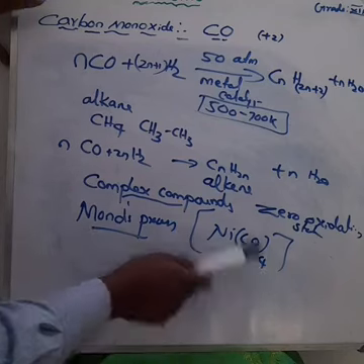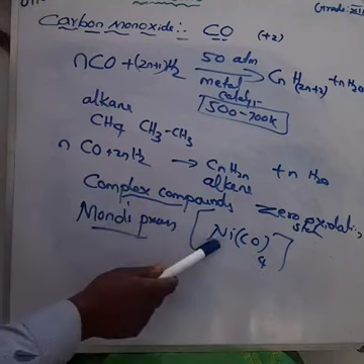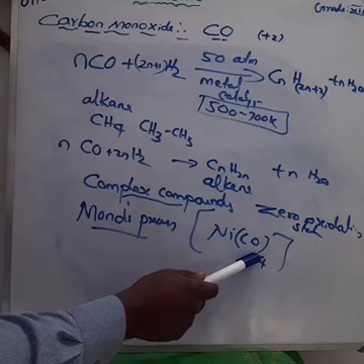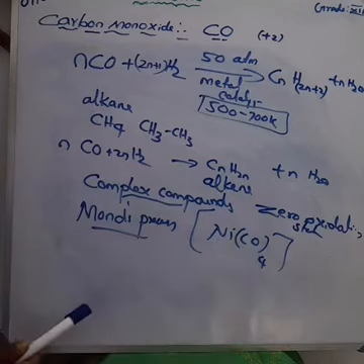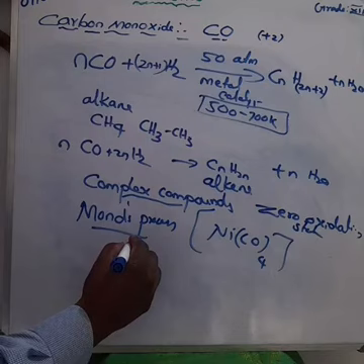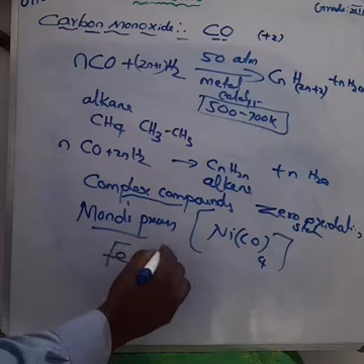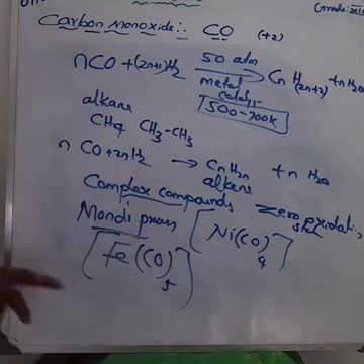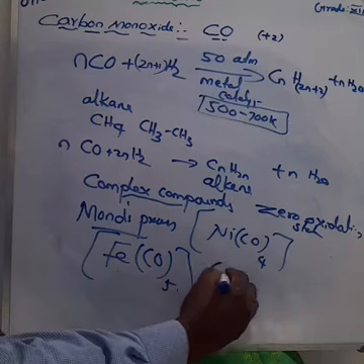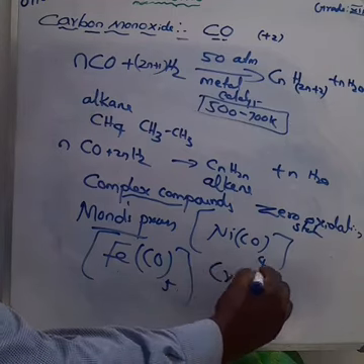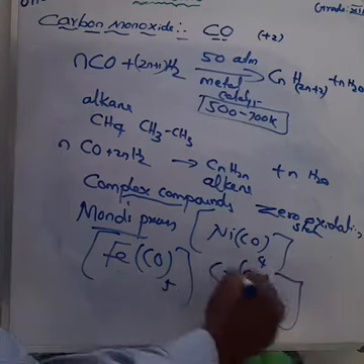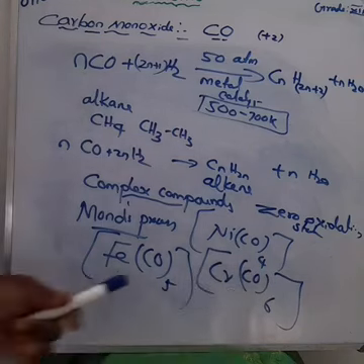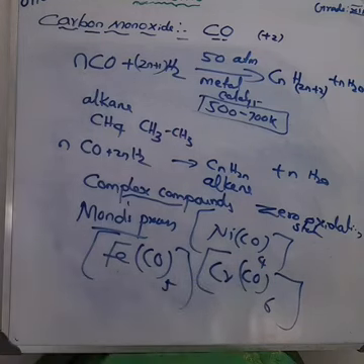Ni(CO)4. What is the name of the compound? Nickel tetracarbonyl, one of the complex compounds. Another example: iron pentacarbonyl, that is 5, Fe(CO)5. Another compound: chromium hexacarbonyl. Hexa means 6, so chromium means Cr(CO)6. These are some of the complexes. So we have to learn this area.